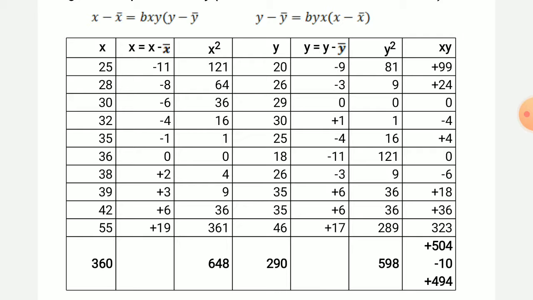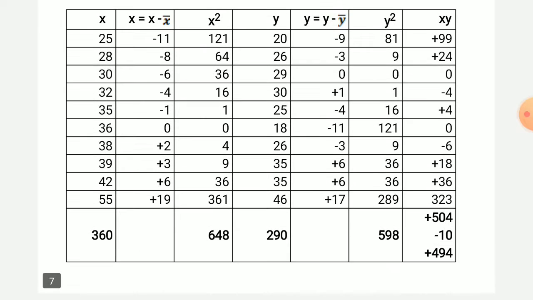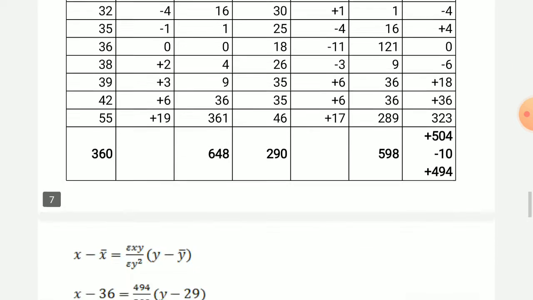Now find the sum, sigma xy. Sigma xy is equal to, separately we have to add the positive values and the negative values, then plus 504 minus 10 gives plus 494. Sigma y square is 598, sigma y is 290, sigma x square is 648, and sigma x is equal to 360, for calculating x bar and y bar.